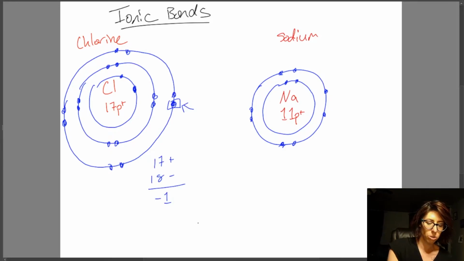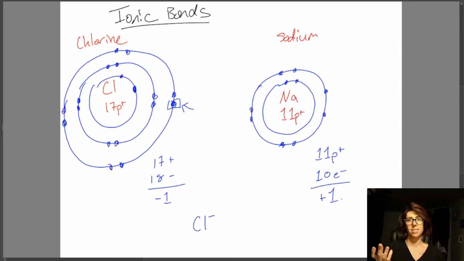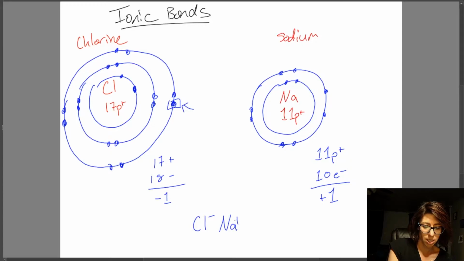So we say that chlorine is a negatively charged ion. It's an anion. And then sodium has lost an electron. So it has 11 positively charged protons, and only 10 negatively charged electrons. So it has a net charge of +1 because it's got 1 more proton than electron. So Na+.